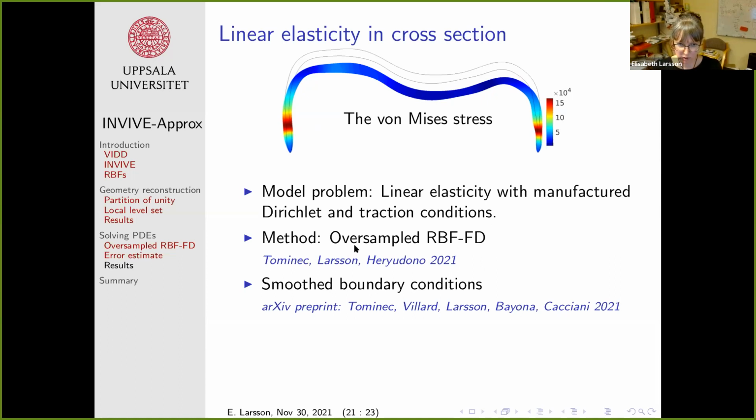And this is done with the oversampled RBF-FT method. It's also unfitted. And we have also looked at smoothed boundary conditions, because this is, of course, something really hard. When you have a real problem, you want your solution to be smooth, but if you impose boundary conditions that are not compatible, your solution will not be smooth.